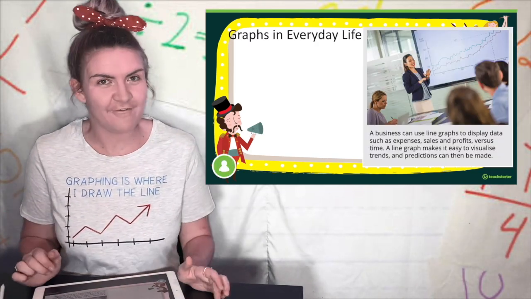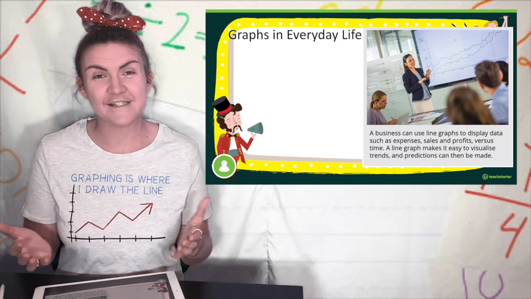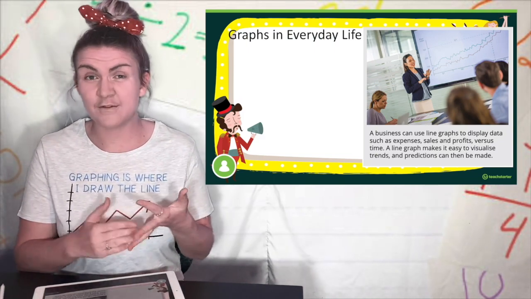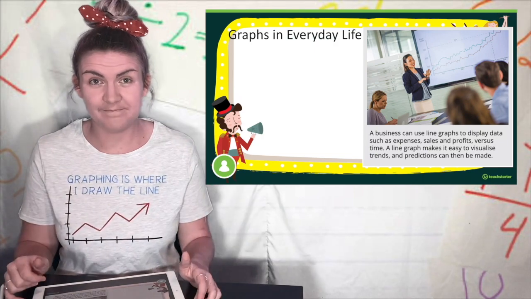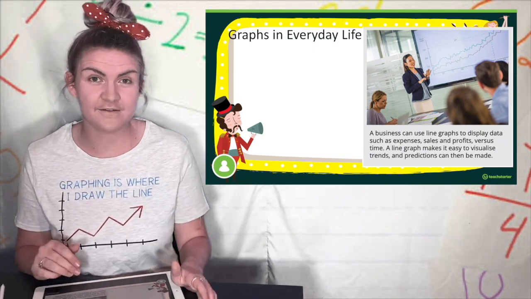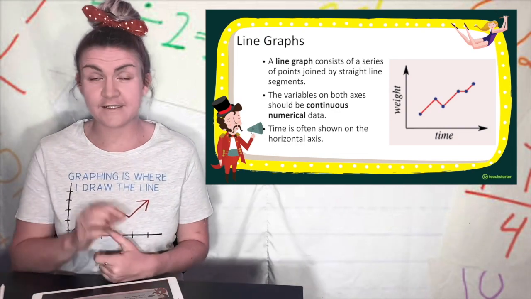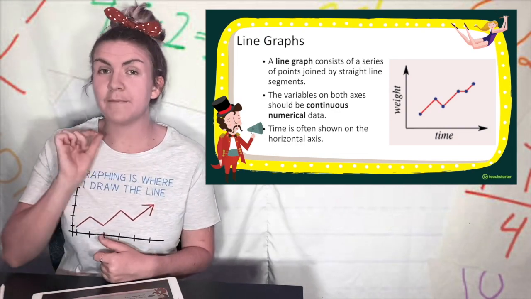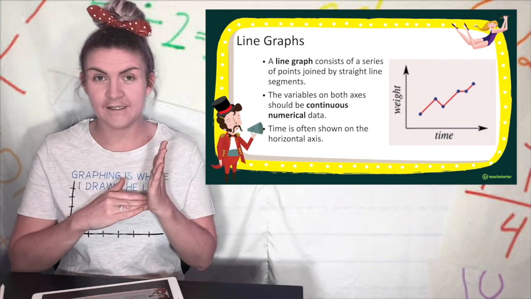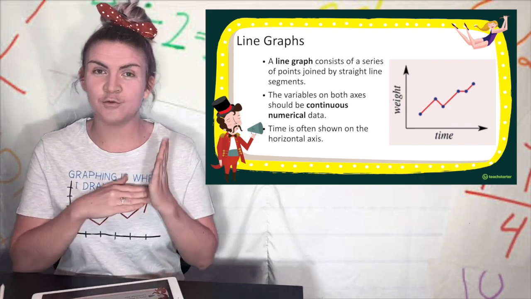Line graphs in everyday life. A business can use line graphs to display data such as expenses, sales, profits over a period of time. A line graph makes it easy to visualize trends and make predictions. So, a line graph consists of a series of points joined by straight lines. A line graph is used when both axes are continuous numerical data.